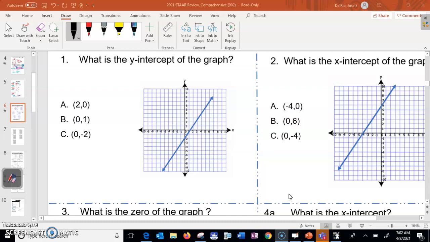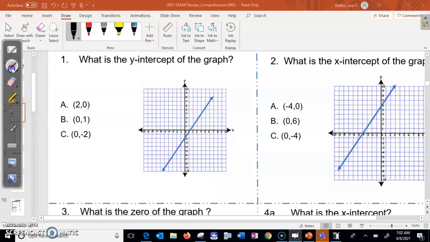So for a linear graph, they're going to be asking you guys about the x and y intercept. For the y-intercept, guys, 0 comes first, and then obviously your intercept. So by that understanding, A is gone, and that's whenever you look at the graph. Where did it cross on the y-axis? Right there at -2. Done.